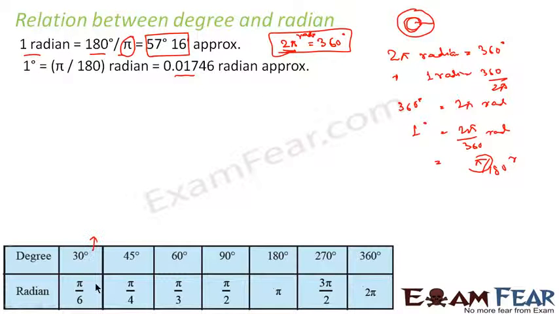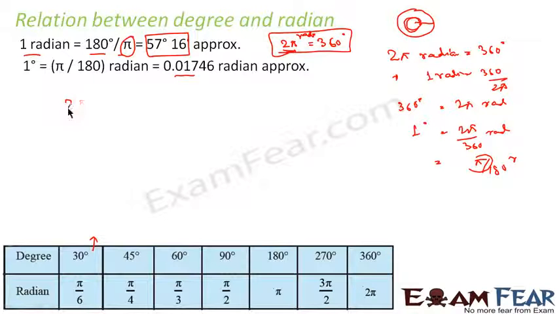30 degree is equal to pi by 6, 45 is equal to pi by 4, 60 degree is equal to pi by 3, 90 degree is equal to pi by 2, 180 degree is equal to pi, 270 is 3 pi by 2, and 360 degree is equal to 2 pi. Please remember this, because we will be using this very often.